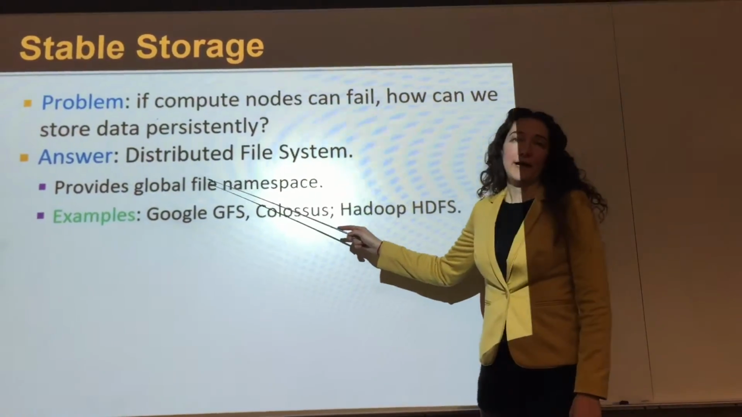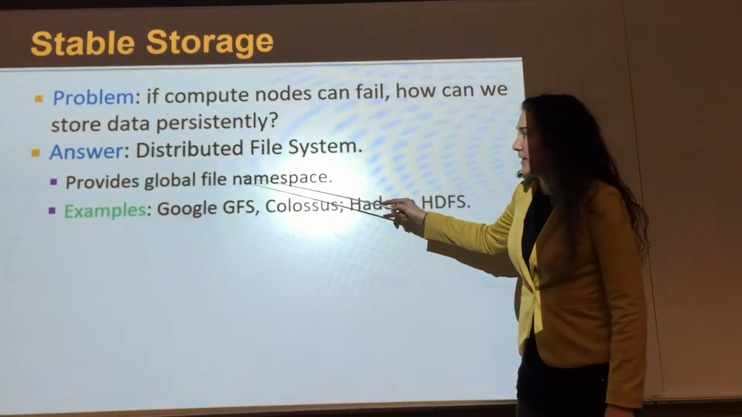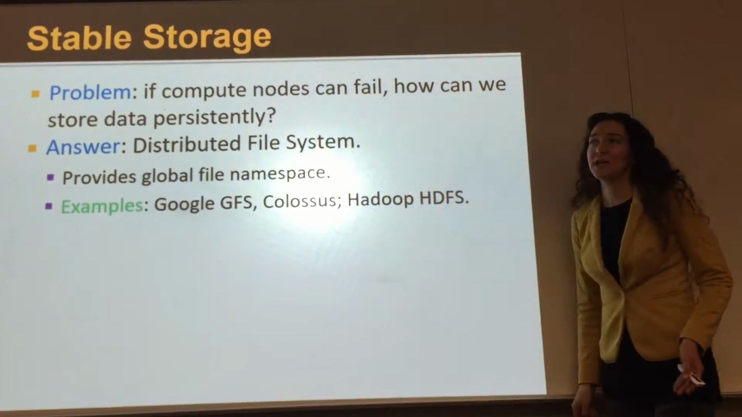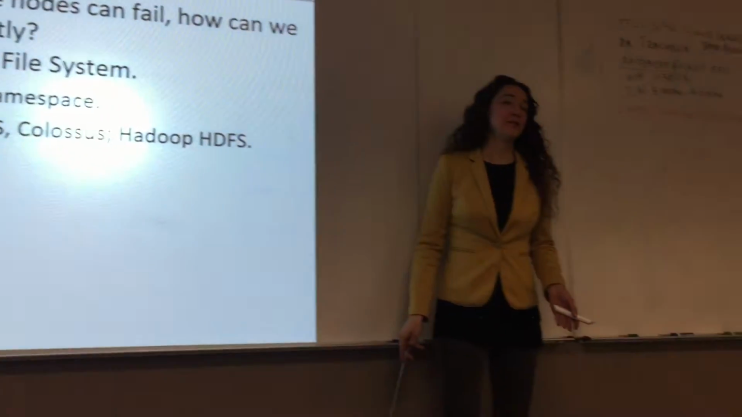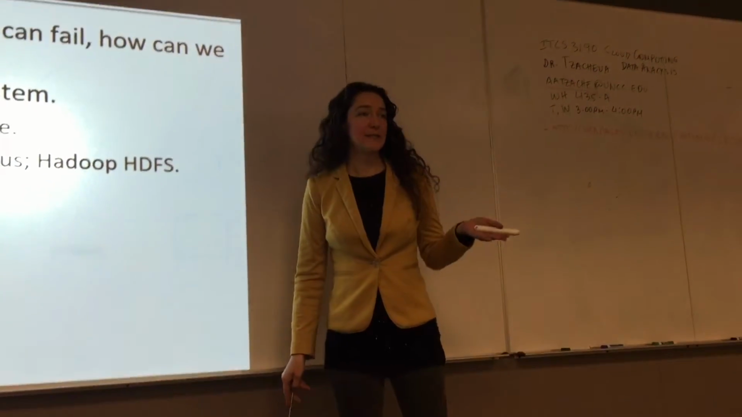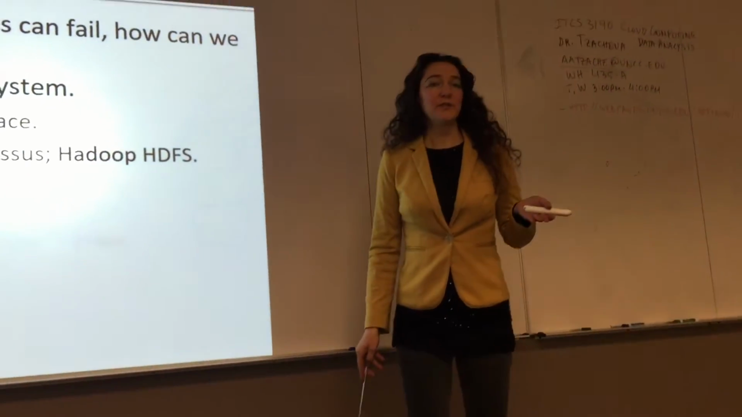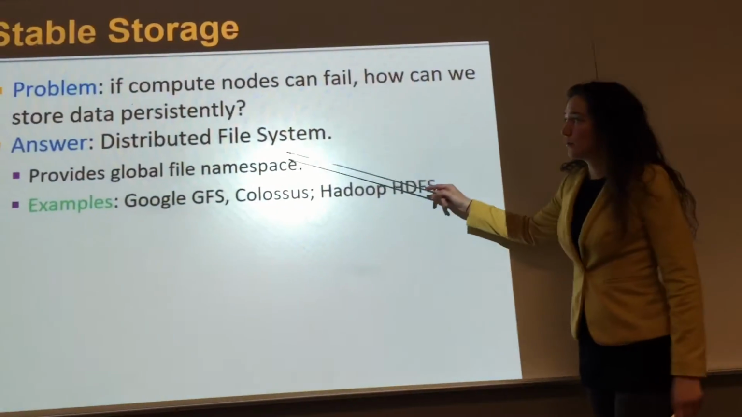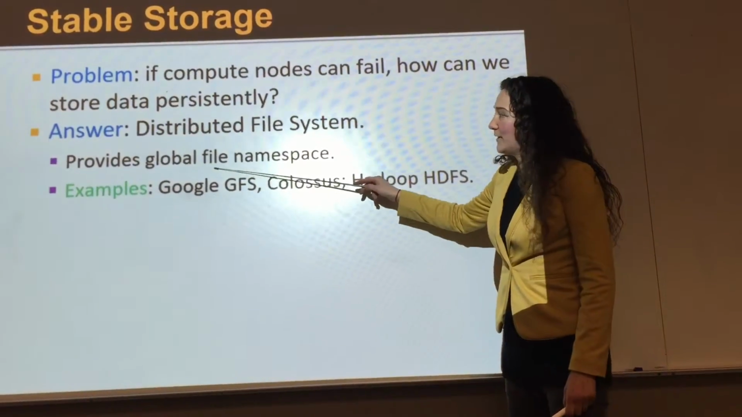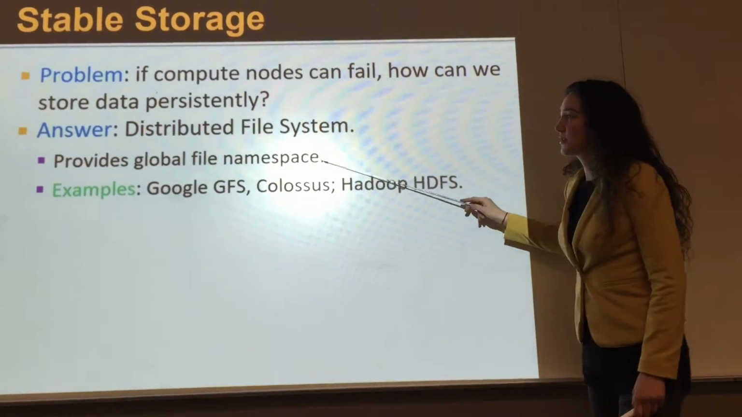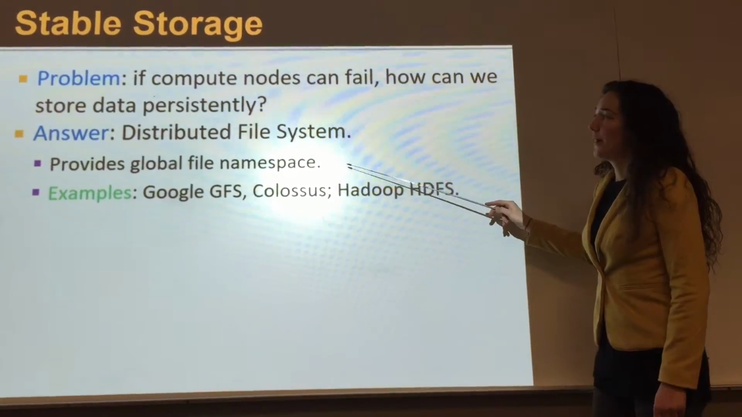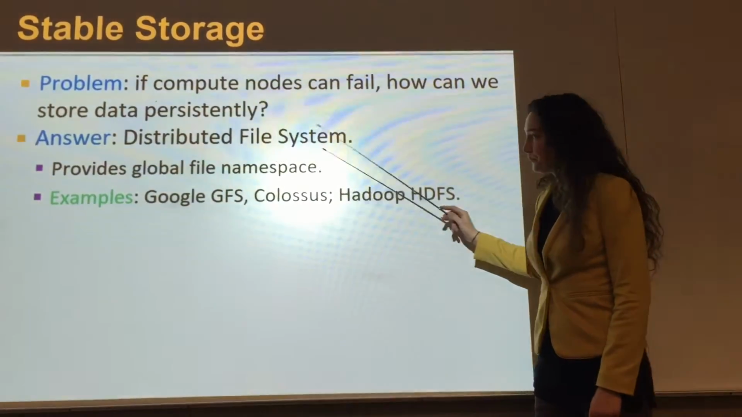How are we going to implement that? So there's going to be a global file namespace. There has to be one machine that knows where all the pieces are, kind of like your operating system knows where all the pieces of your files are on the laptop. So one machine is going to serve as this file namespace to know where all the pieces are.